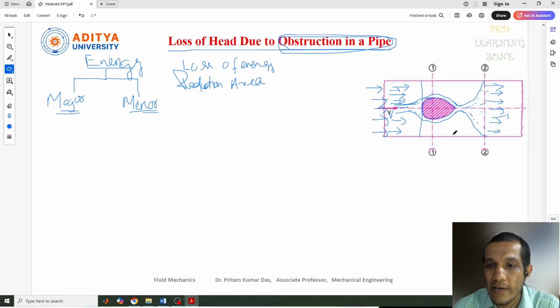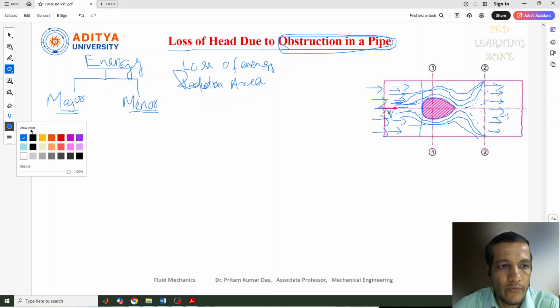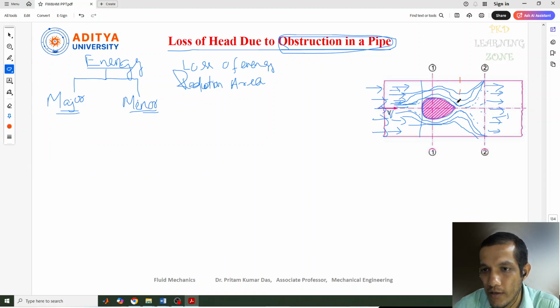Now you see how the fluid is moving. As I told you, it will come like this. All this fluid will change its path and flow like this. So due to this obstruction, the fluid changed its path and came to a point. At this point, the fluid flow has a minimum area. This is the CC point, I'll tell you what CC is. At this point the minimum area of the fluid flow occurs, and this portion is called the vena contracta.